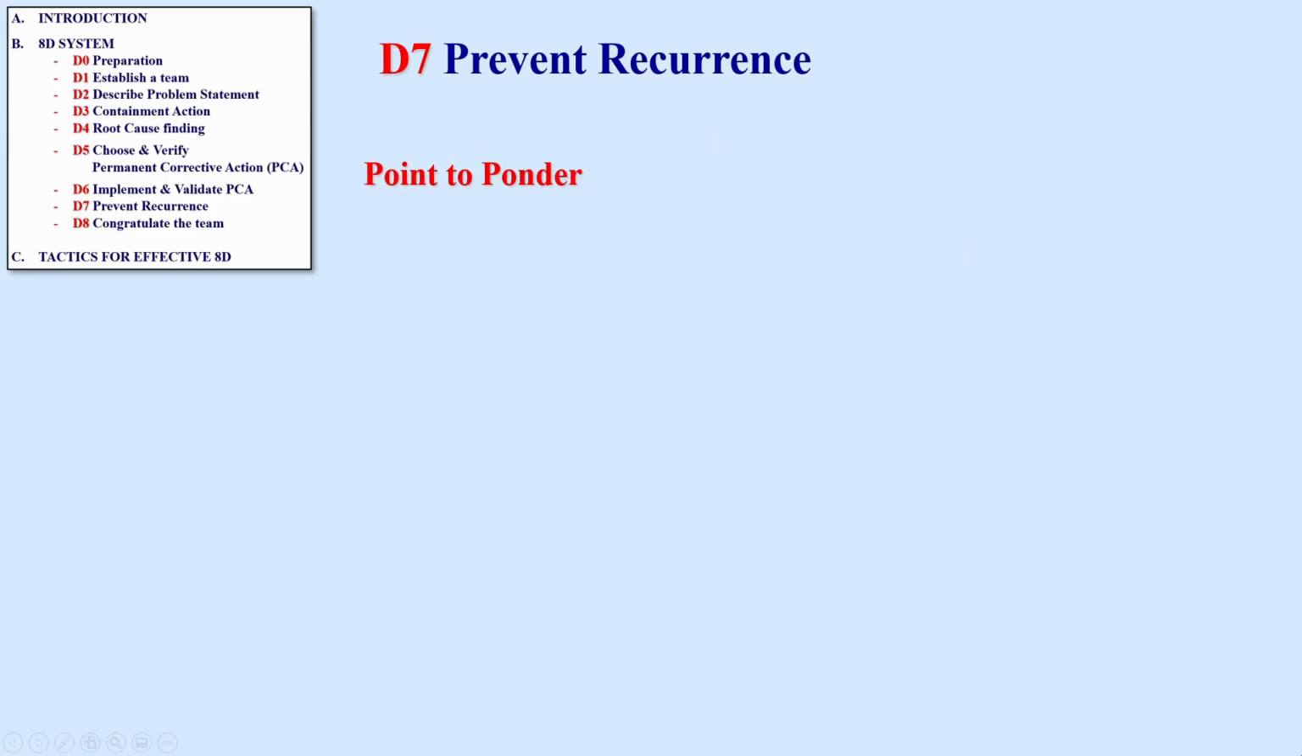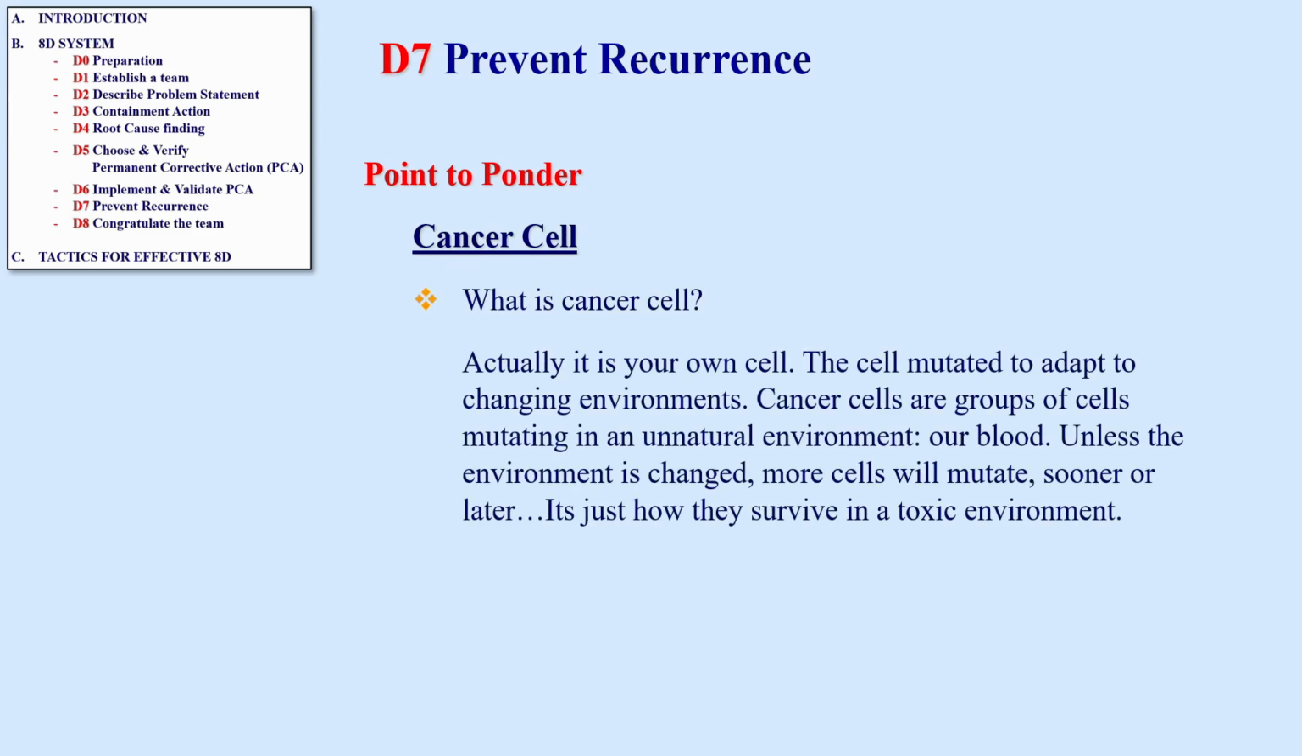Point to ponder. What is a cancer cell? Actually, it is your own cell. The cell mutated to adapt to changing environments. Cancer cells are groups of cells mutating in an unnatural environment, our blood. Unless the environment is changed, more cells will mutate, sooner or later. It's just how they survive in a toxic environment. So what is the best treatment for cancer? After recovery from cancer, how to prevent recurrence? Feel free to share your opinion in the comment column below the video.